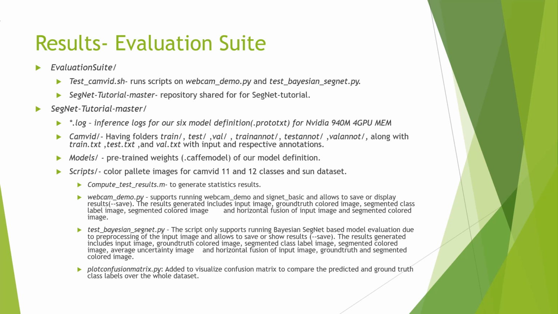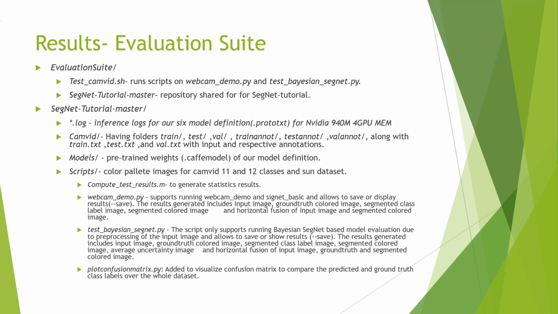The scripts folder contains the color palette images for CamVid with 11 classes and CamVid with 12 classes, along with SUN RGB-D dataset. The other scripts present are compute_test_results.py to generate statistic results, and webcam.py that supports running the webcam demo. SegNet basic allows you to save or display results using the -save parameter. The results generated include the input image, ground truth color image, segmented class label image, segmented colored image, and a horizontal feature-fused image of the input image and segmented colored image.